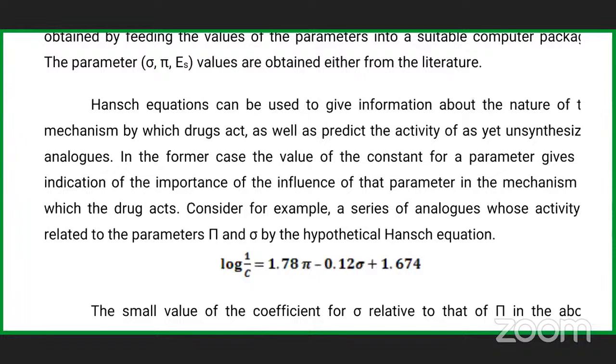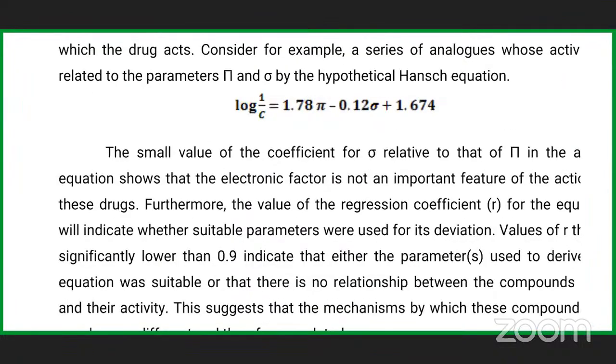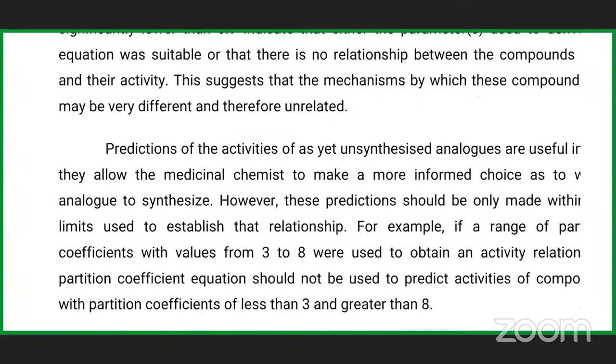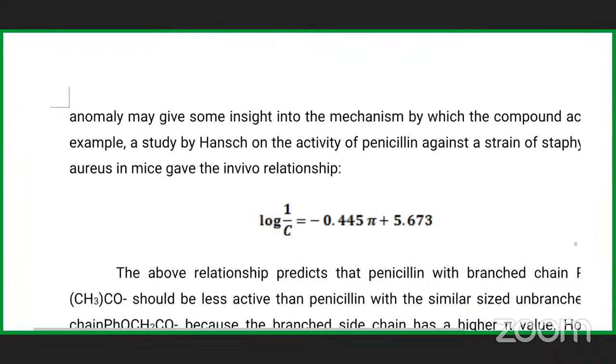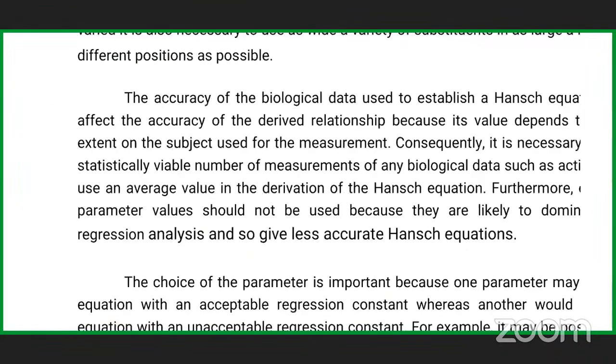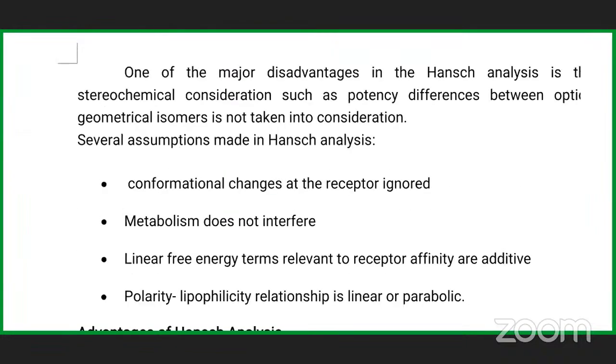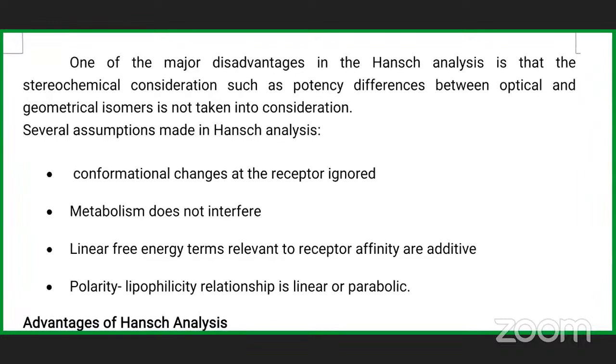And they succeed in proposing this Hansch analysis, the multi-regression analysis, but there are also some disadvantages with this Hansch analysis, and you can see them here. One of the major disadvantages is that stereochemical considerations, such as potency differences between the optical and geometrical isomers, are not taken into consideration here.